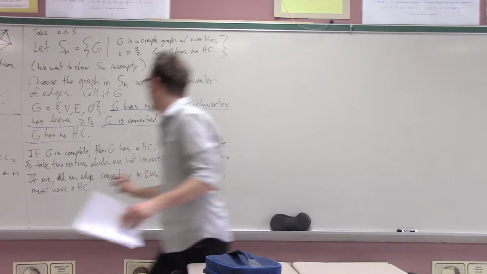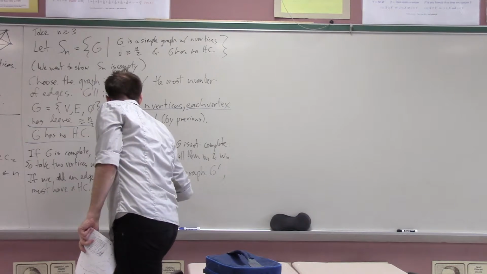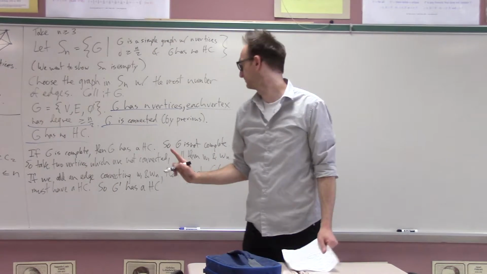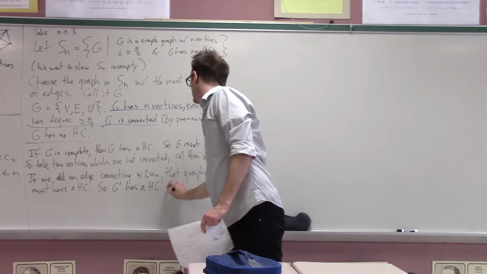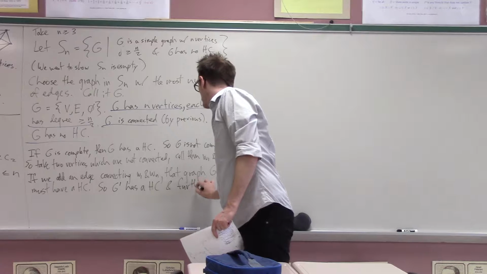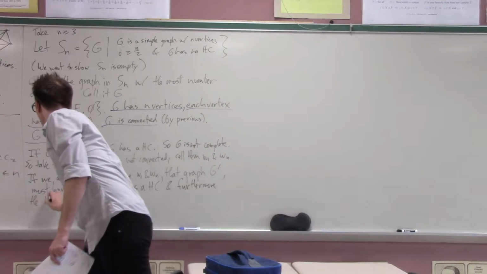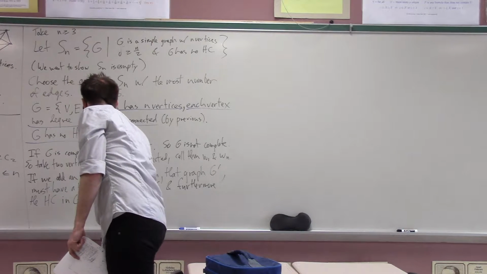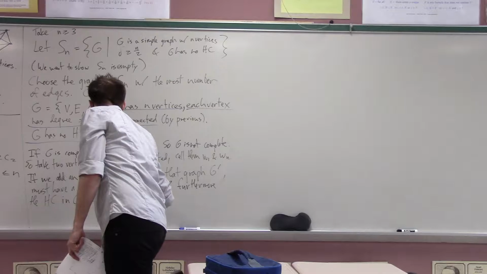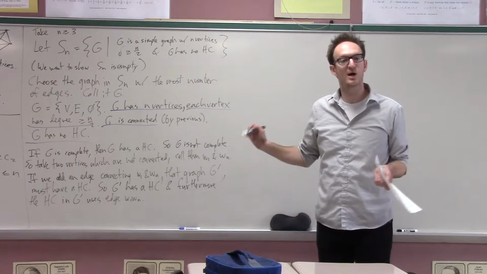So G prime has a Hamiltonian cycle, and I can even say something more about it. Furthermore, the Hamiltonian cycle in G prime uses the edge W1, Wn. Because if it didn't, then that would just be a Hamiltonian cycle in G, which we know there isn't.